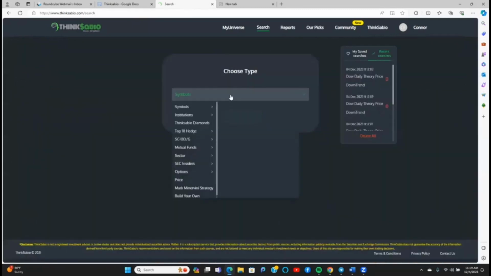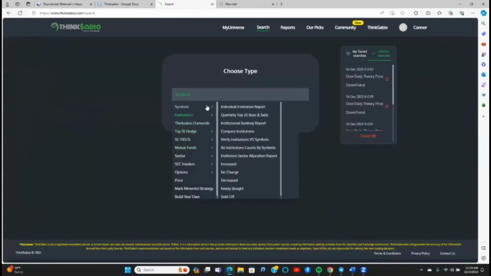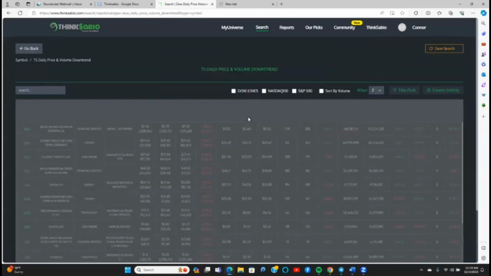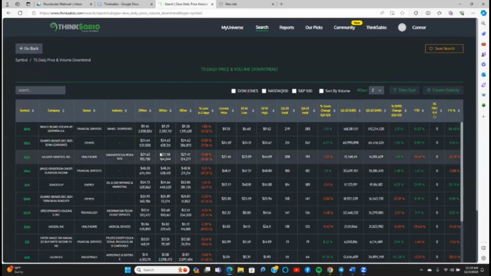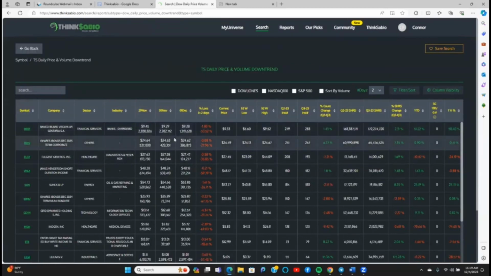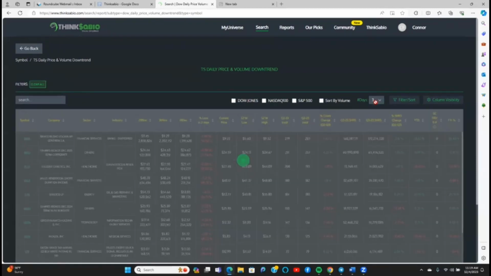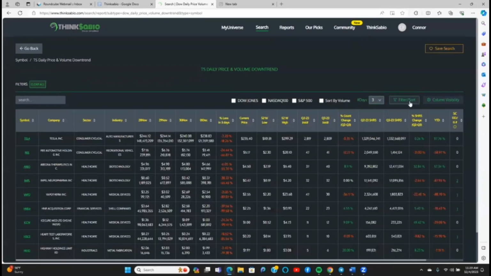And then lastly, with a similar look, we've got the daily downtrend for price and volume. This is, again, like the daily uptrend for price and volume, but in reverse. It shows those stocks that are seeing a decrease in price and volume over the last set of days. You filter right here for the number of days. You can filter by value and sort by column visibility.